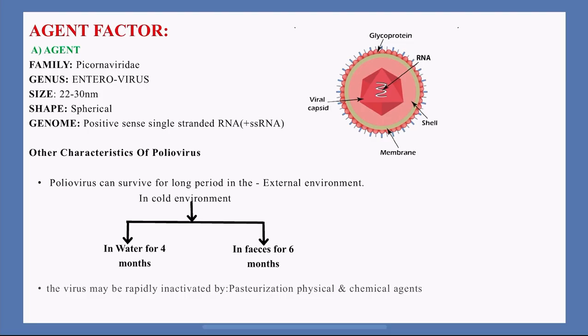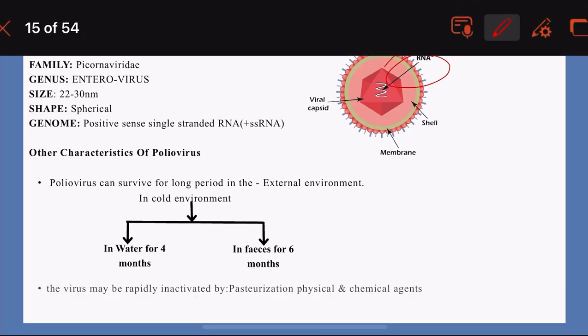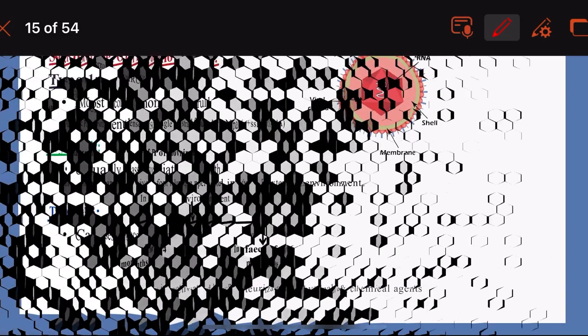The agent is an RNA virus, that is a poliovirus. The causative agent is a poliovirus, which belongs to the family Picornaviridae and genus Enterovirus. The size of the poliovirus is 22 to 30 nanometer. It is an RNA virus measuring about 22 to 30 nanometer. It is spherical in shape. You can see it is spherical in shape.